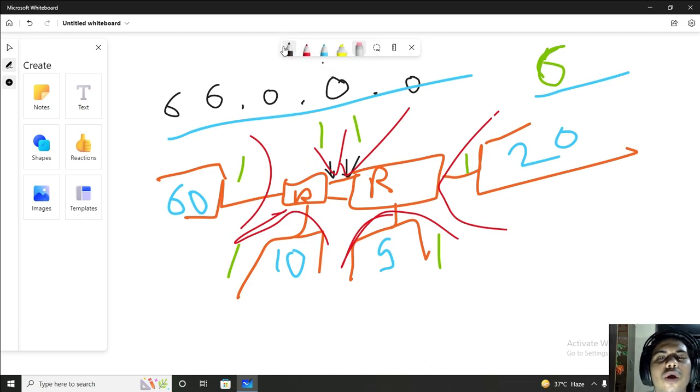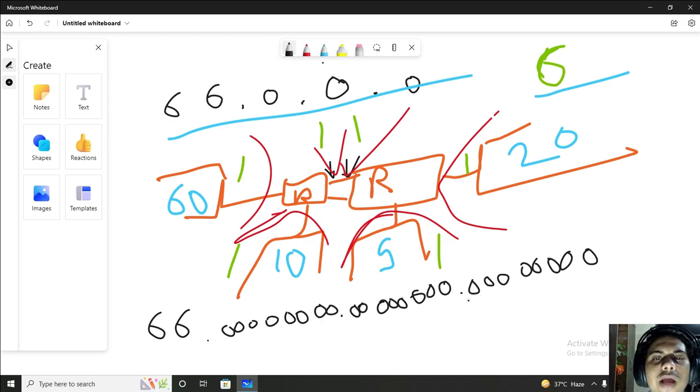As I already told you, the network ID is represented by 1, and the host ID is represented by 0. So now what you have to do, this is my network ID, it will be the same, and these are my host ID which are already 0. So how do you represent host ID? By writing 0. So as you can see, this is my network ID and this is my host ID. I have written this host ID in 0.